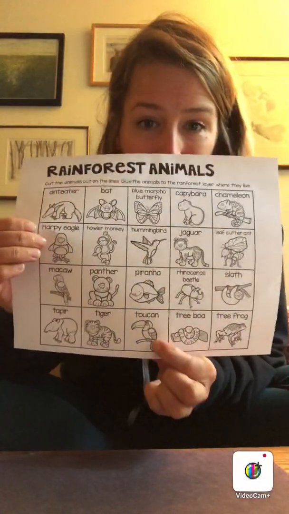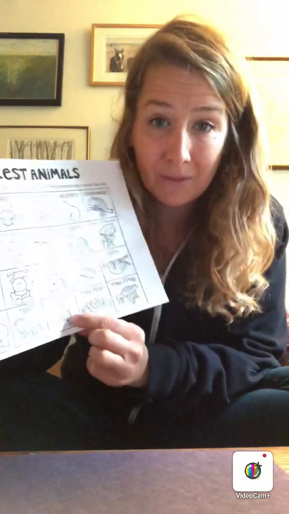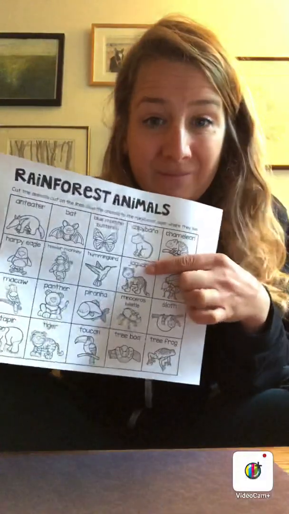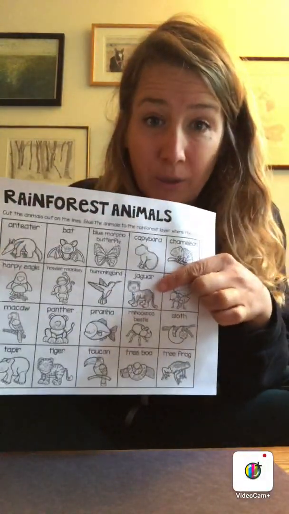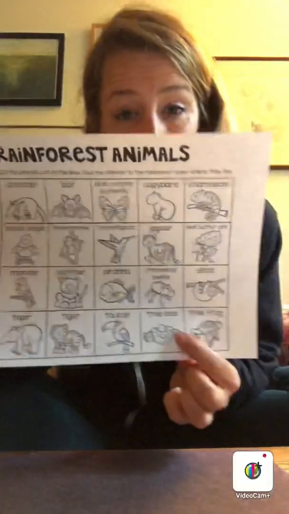So something like a toucan. What layer do you think the toucan is going in? You know, he's a bird, right? So maybe he's going either in the emergent layer or the canopy. What about the jaguar? Jaguar is probably going on the ground or maybe in the understory. The tree boa, okay? So you get to put them where you think they go.